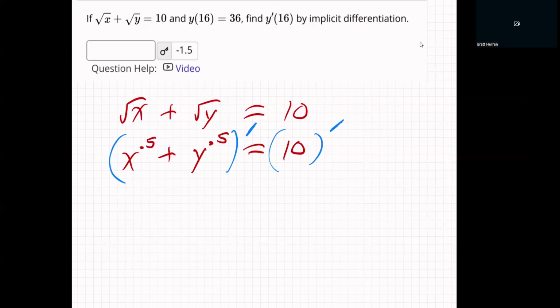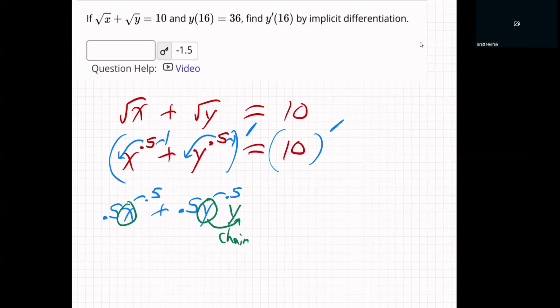All right. So how do we take the derivative of this side? Well, the 0.5 comes down. Subtract 1 from the power, minus 0.5, plus the 0.5 comes down. Subtract 1 from the power, minus 0.5. But that's not all, because the inside is not a simple x like that was. We have to do the chain rule. And what does the chain rule say? y prime times y prime.